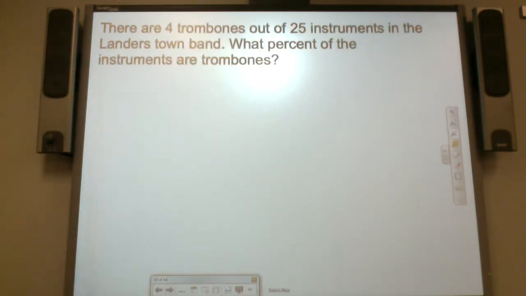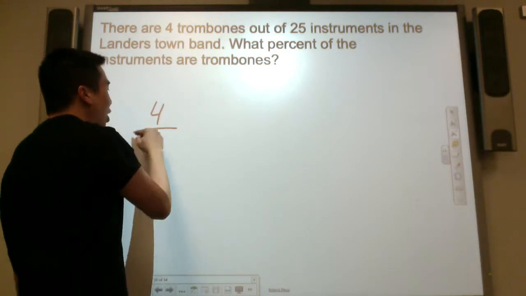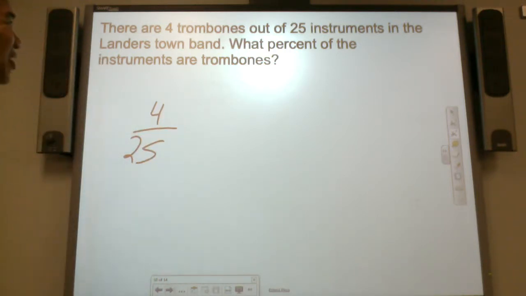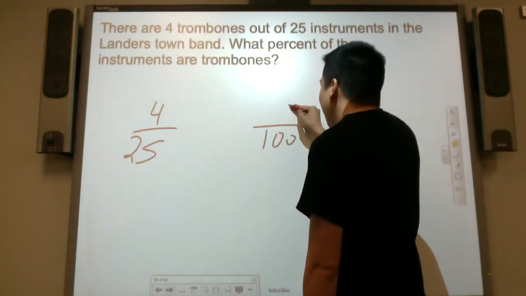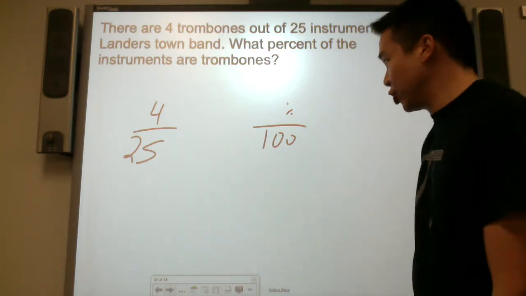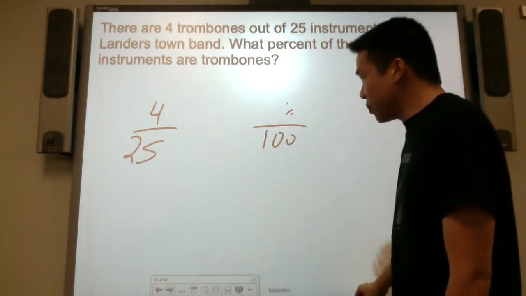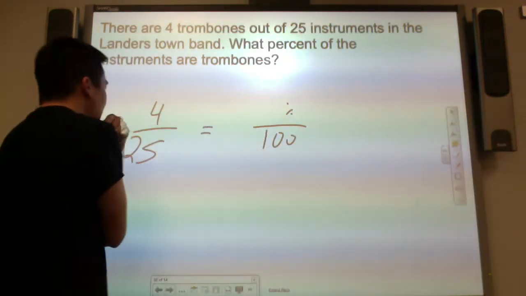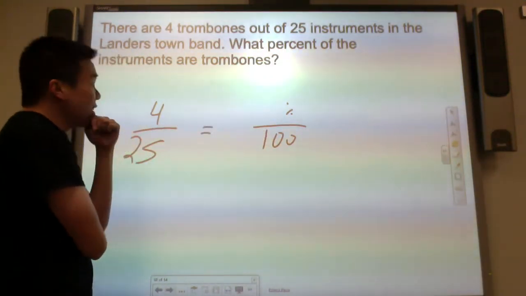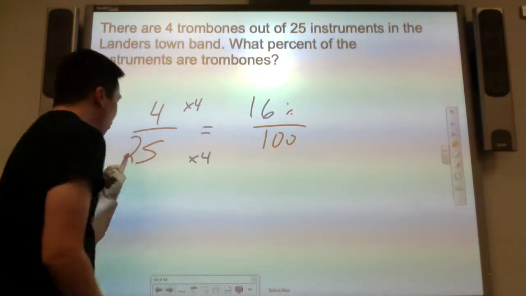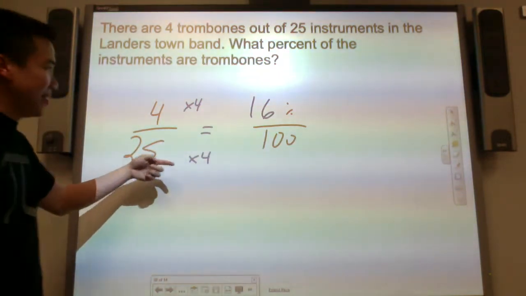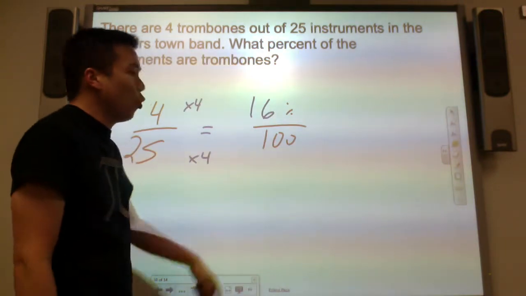Next one. There are 4 trombones out of 25 instruments in the Landerstown Band. What percent of the instruments are trombones? So there are 4 trombones out of 25 instruments. I need to find the percent. What does percent mean again? Per 100 or out of 100? Oh, it's a proportion again. We learned this. Do we need to break it down or do we need to build it up? We need to build this up by multiplying by 4. So 4 out of 25 is the same thing as saying 16 per 100.